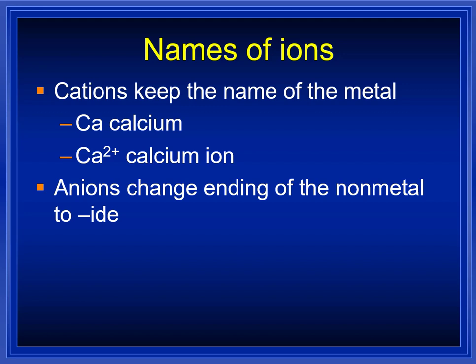Anions. Anions are going to be made by nonmetals. And we were looking at polyatomic ions. We saw that they often ended in ate or ite. Well, for the ones that come off the periodic table, we changed their ending to IDE.